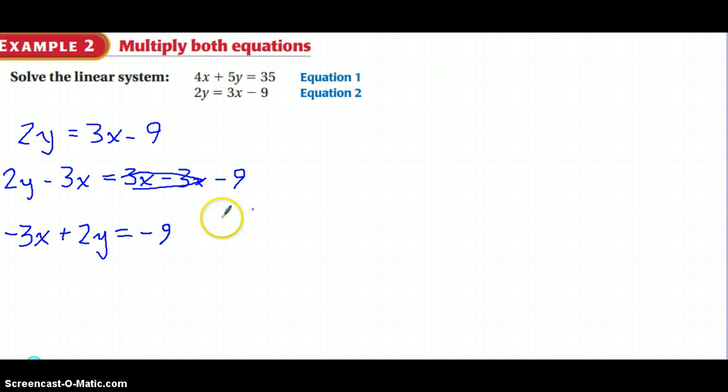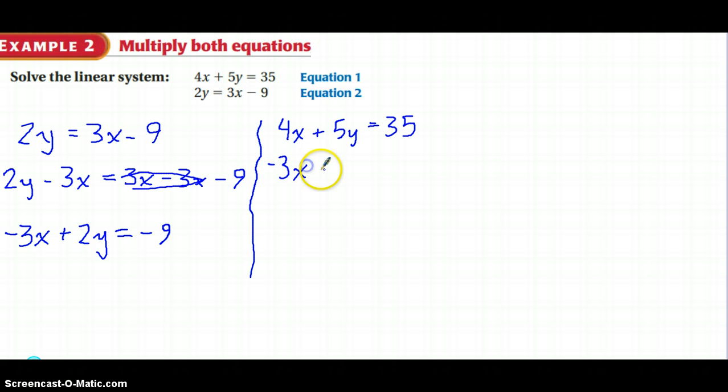We know that we now have two equations in the same form, so now we're going to have to compare them and see which ones we're going to multiply. Alright, so we'll get a little space here. I've got my first equation, which is that 4x plus 5y equals 35. And I've got my now new equation here, which is negative 3x plus 2y equals negative 9.